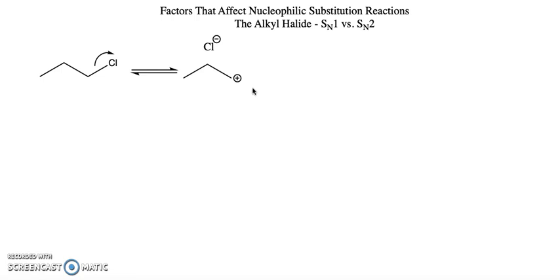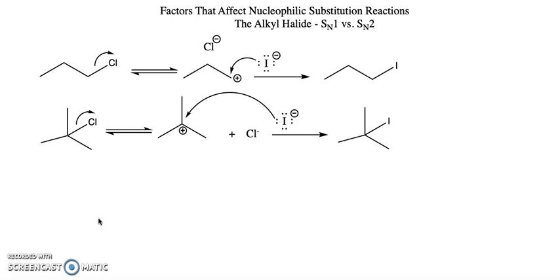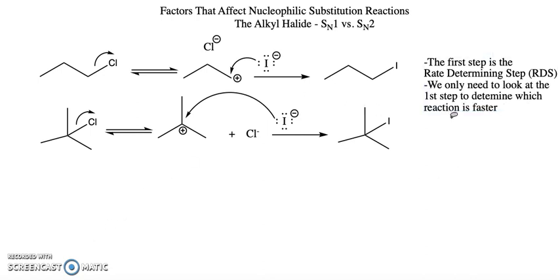In my second step, my nucleophile comes in and reacts with this carbocation to give my product. I can draw a similar mechanism for the SN1 reaction for a tertiary alkyl chloride. First step, the group leaves, giving me my carbocation, which is then attacked by my nucleophile. The important thing for us to remember is that the first step, this equilibrium step, is our rate determining step. Because of this, we only need to look at the first step in order to determine which of these two reactions is faster. And that's what we're going to do.